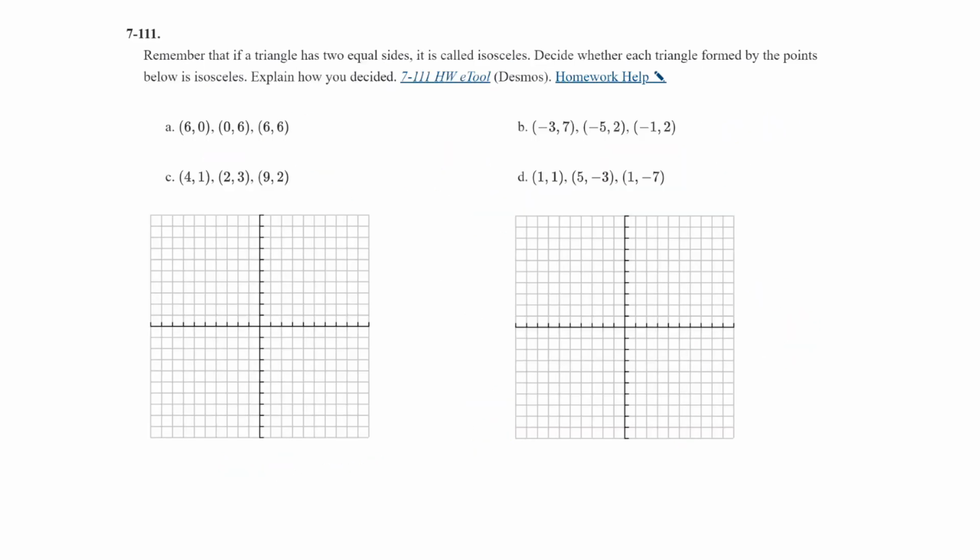Question 111. Remember that if a triangle has two equal sides, it is called isosceles. Decide whether each triangle formed by the points below is isosceles. Explain how you decided.